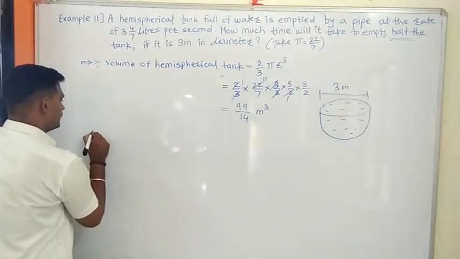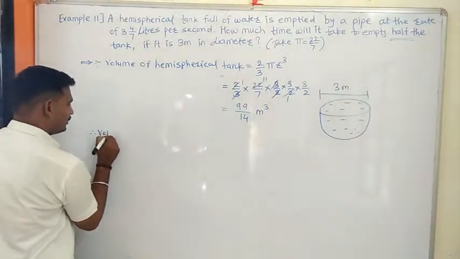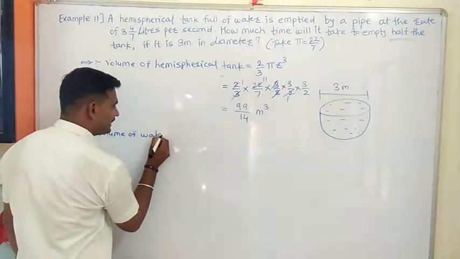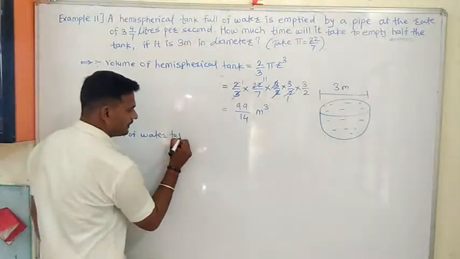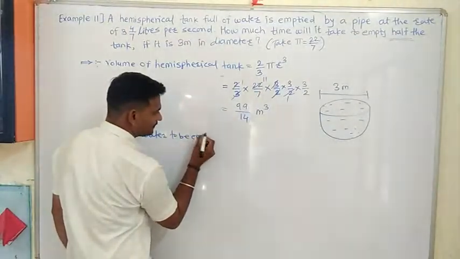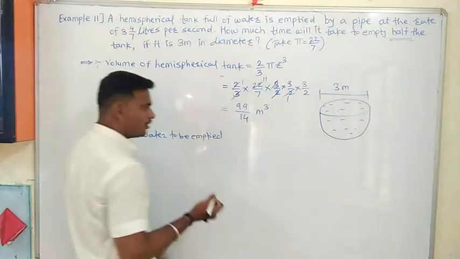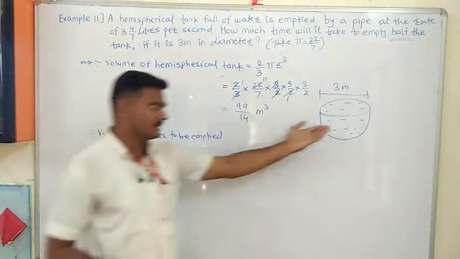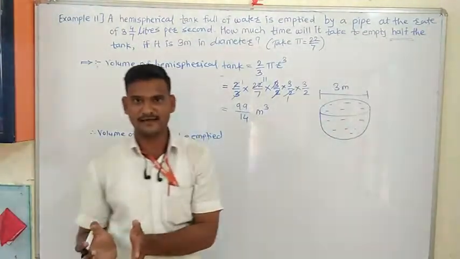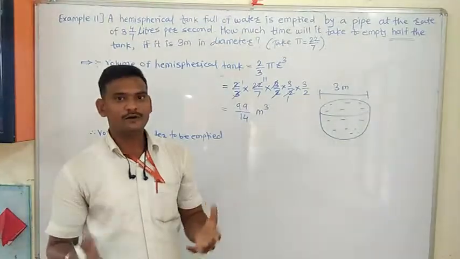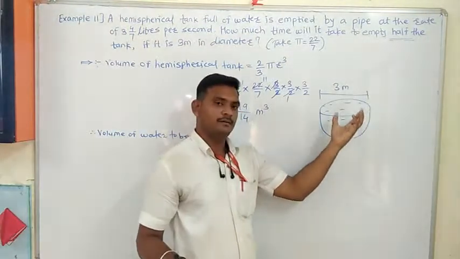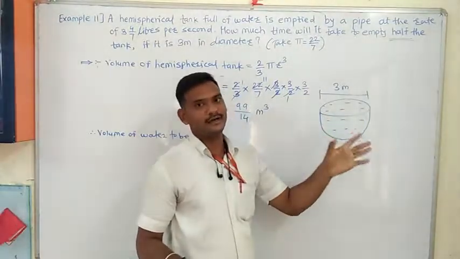Therefore, the volume of water to be emptied. Volume of water to be emptied, how much water you have to empty from this hemisphere. That is half of a hemisphere. Half of the hemispherical tank you have to empty.